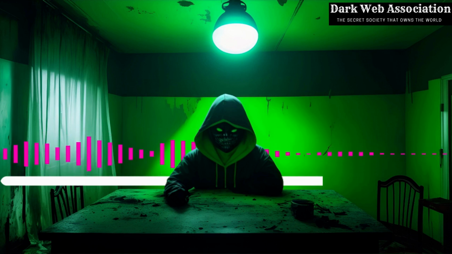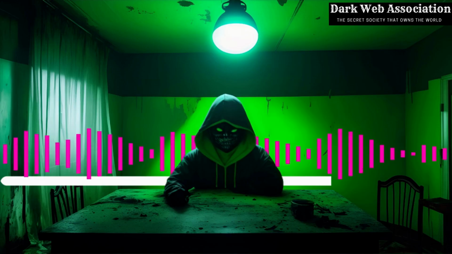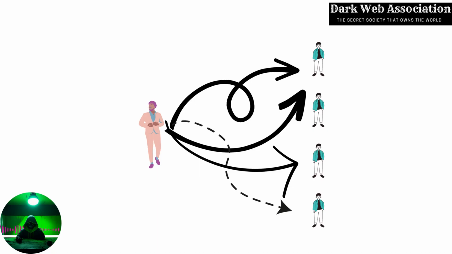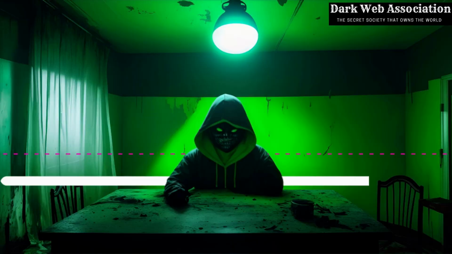You're doing great. Keep security simple is the next principle. As the name suggests, when implementing security controls, unnecessarily complicated solutions should be avoided because they can become unmanageable. The more complex the security controls are, the harder it is for people to work collaboratively. The last principle is to fix security issues correctly.